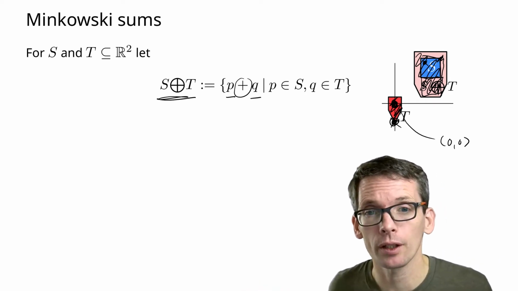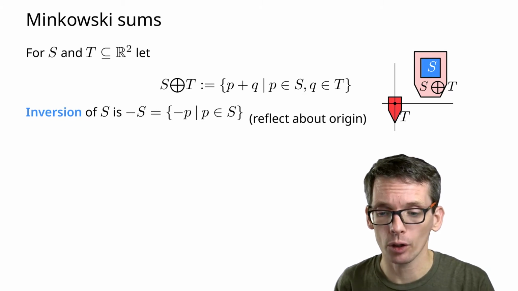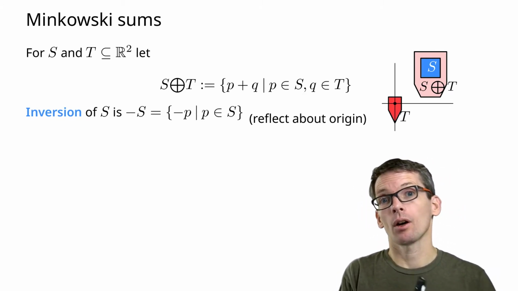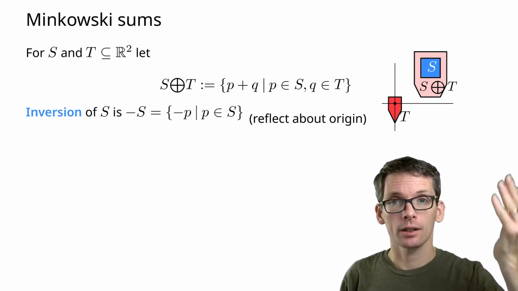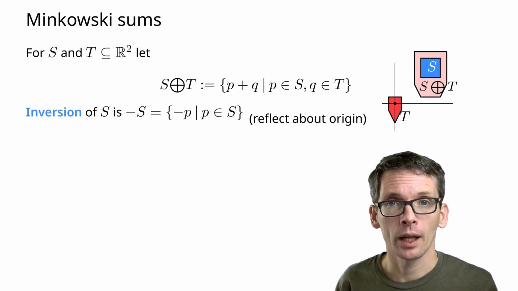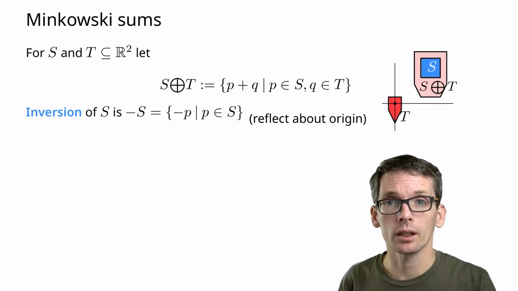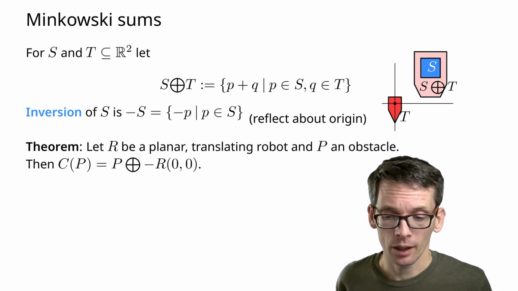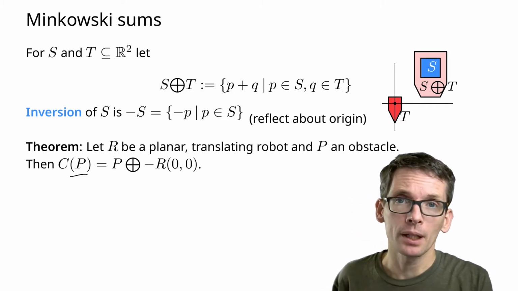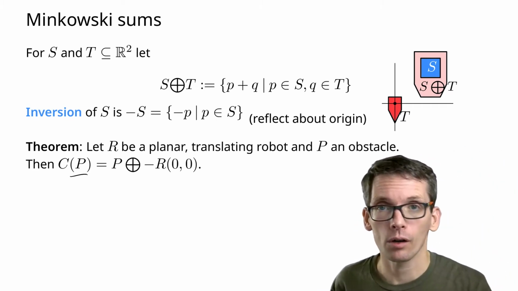That's a Minkowski sum. What we need also is an inversion. That's simpler. The inversion of S is simply taking every point of S but then minus. It's like taking S and then reflecting it about the origin. So why did we define all this? Because now we can describe the forbidden space, namely the forbidden space of an obstacle P is the Minkowski sum of P and the inversion of the robot.